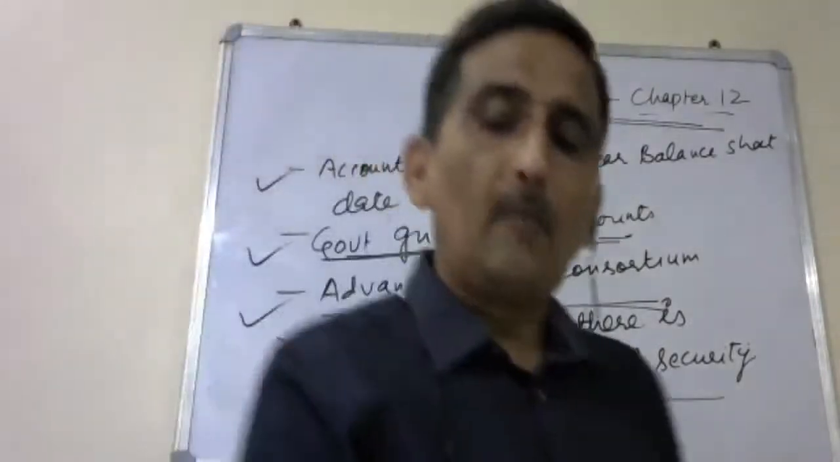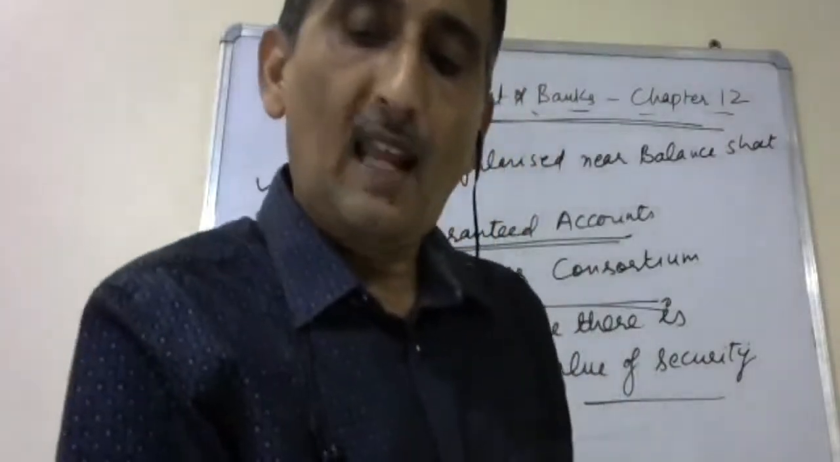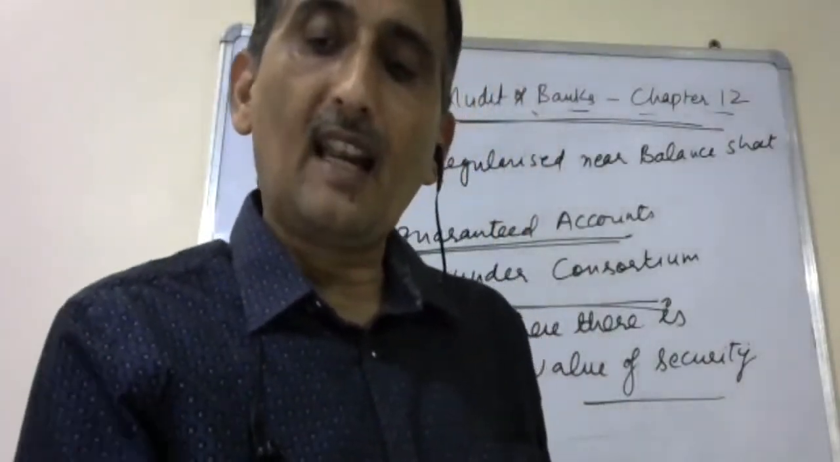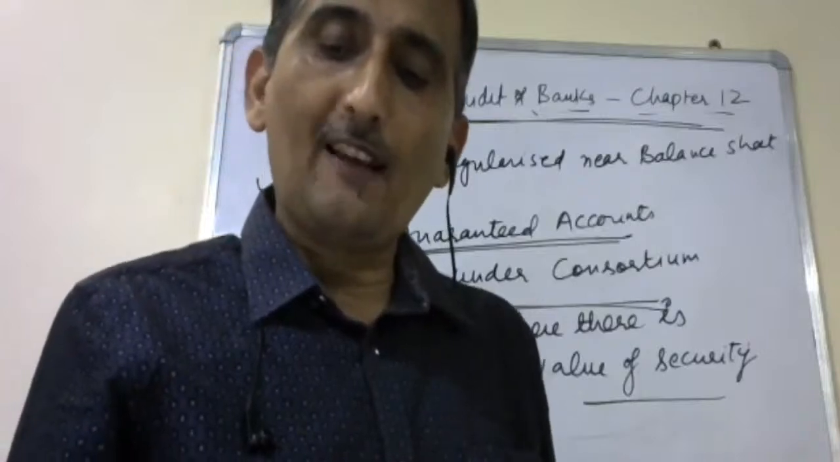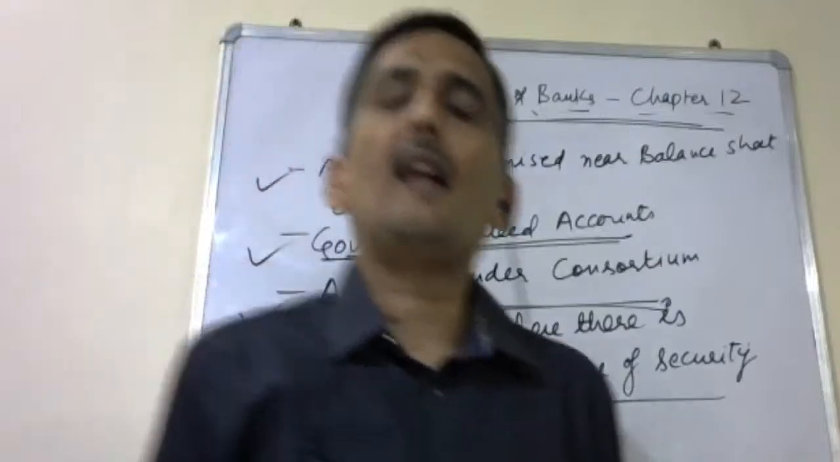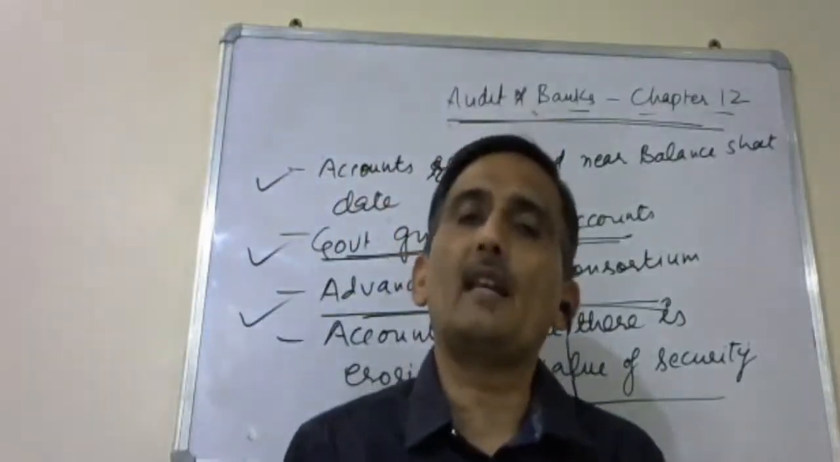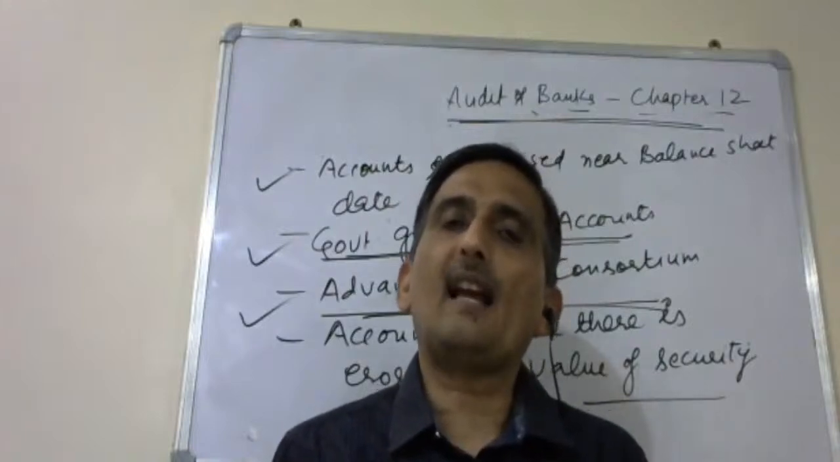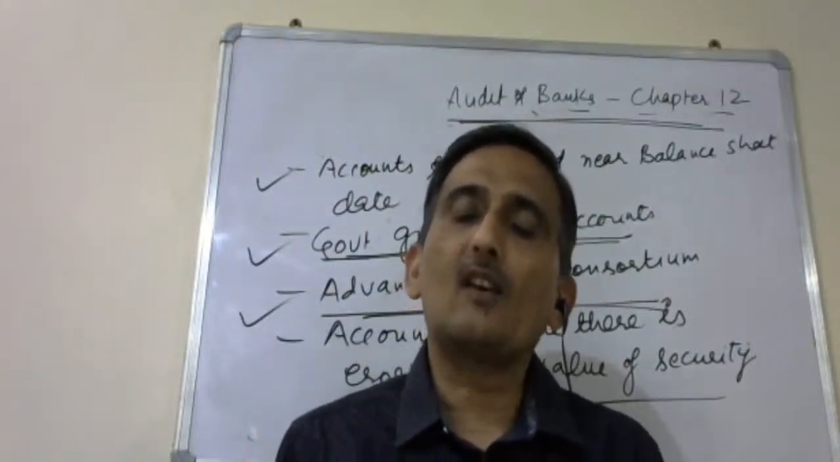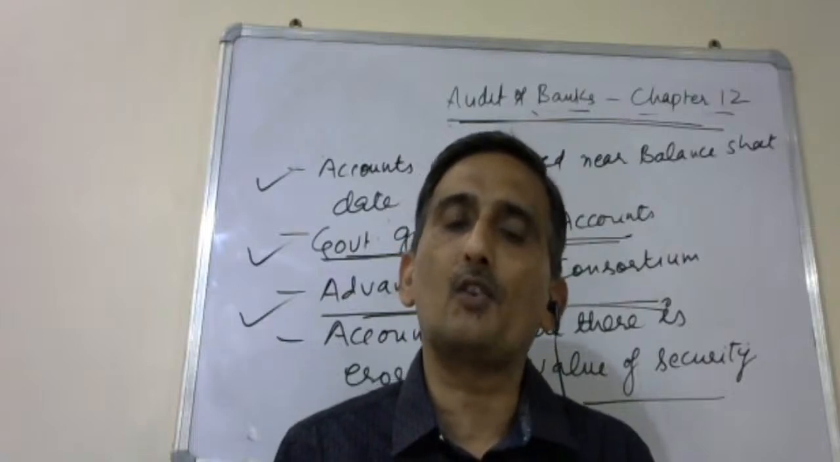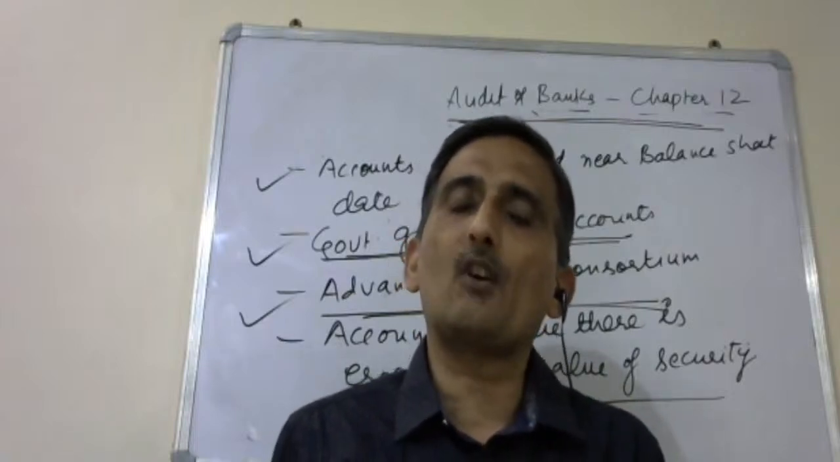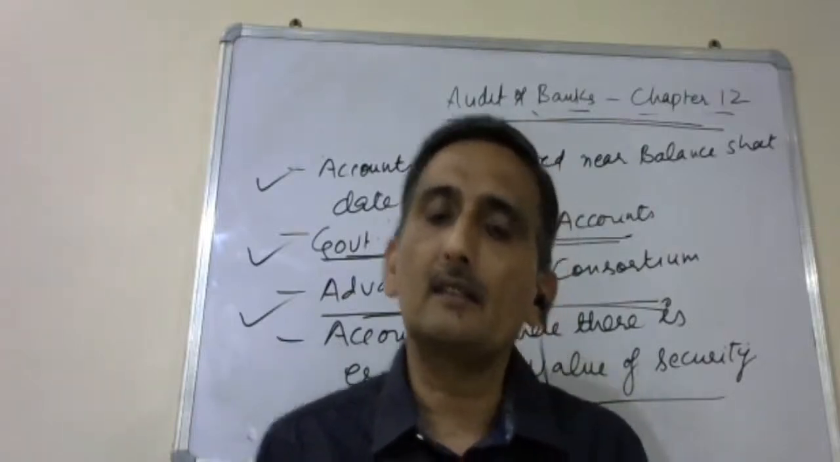Pooja, we are at point number 12, advances, and most likely we are at page number 12.28 and 12.29: accounts regularized near balance sheet date, government guaranteed accounts, and advances under consortium. If you are searching your module, we are here.